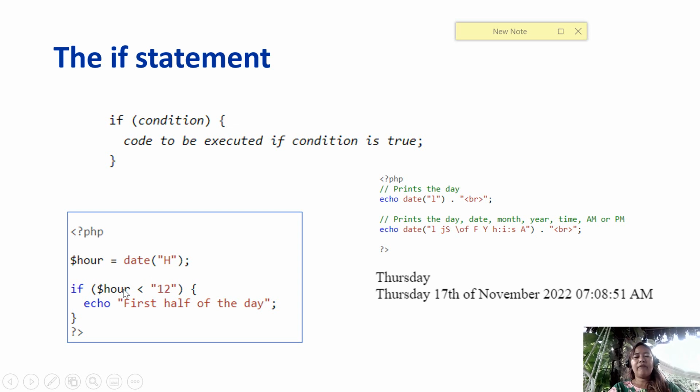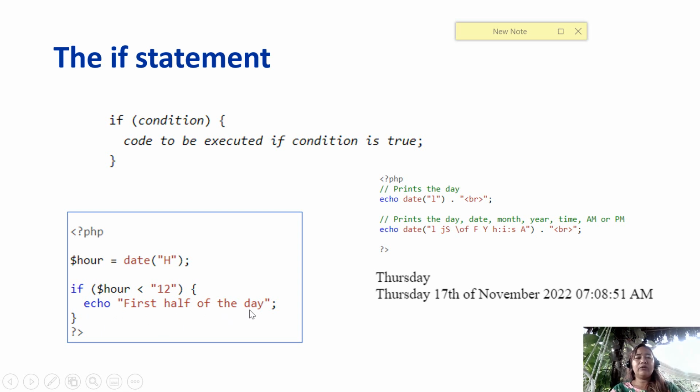Okay, so if the value of hour is less than 12, that will return true because it's 9 a.m. at the moment. So this condition is going to be true. And since it is true, it will display the statement that is inside the open and curly brace. So it will display first half of the day.